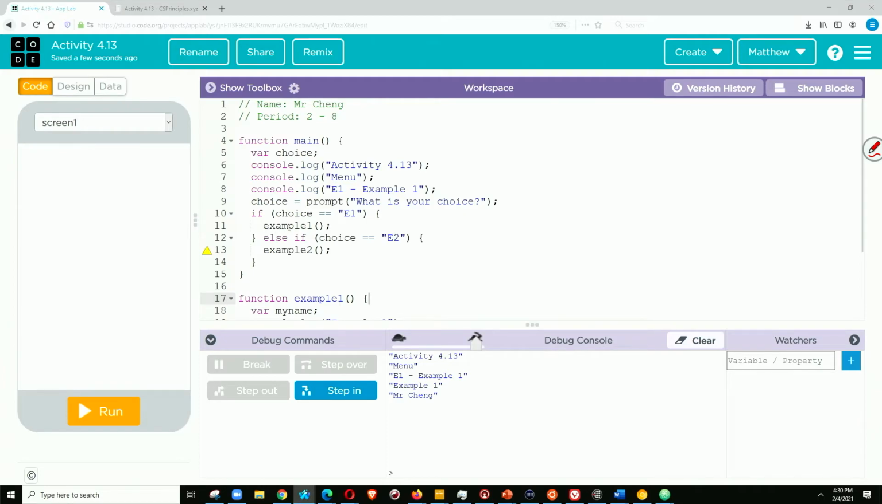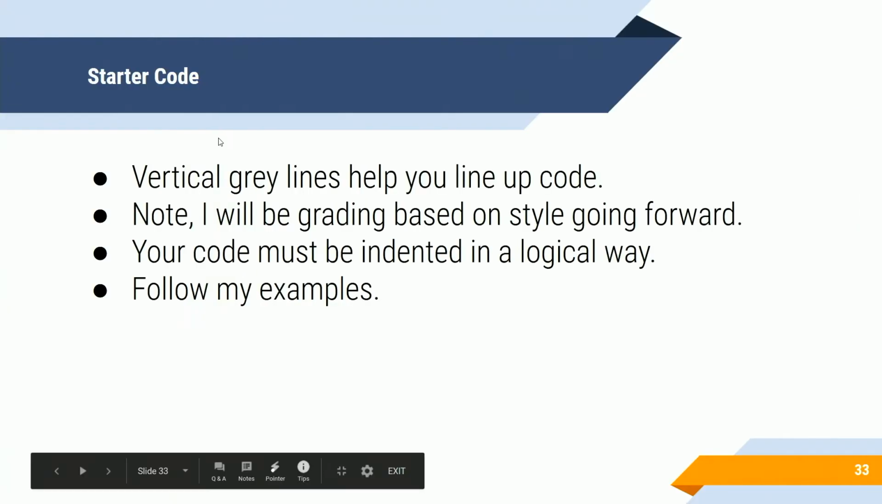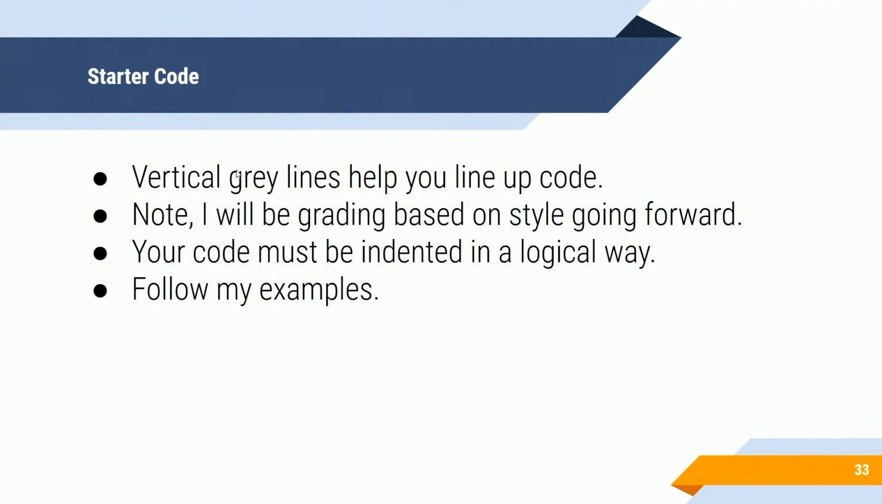Other things I'll note before I write that is that you'll notice these vertical grayed outlines there. That's to help you line up your code. Again, this is a style, and this is to make your code more readable. So do try to line up your code appropriately. Please make sure that your code is indented in a logical way, and please follow my examples on good looking style code.